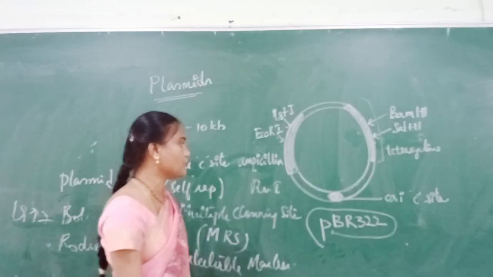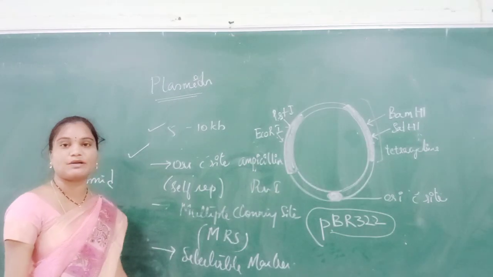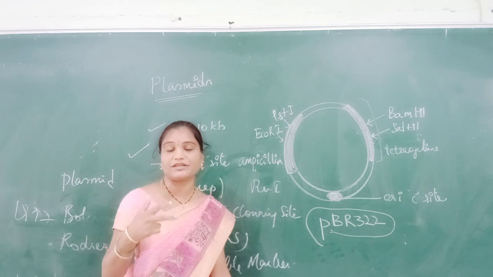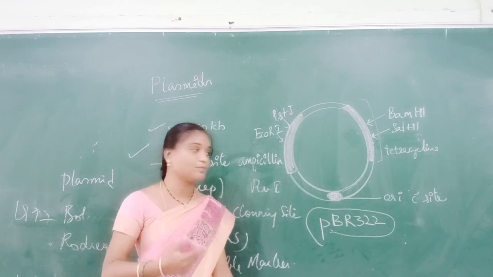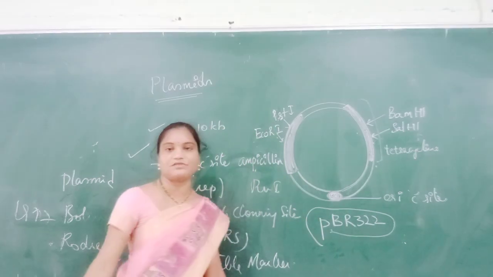And coming to the third point, selectable markers. There are totally two antibiotic resistance markers present in your pBR322. That is tetracycline resistance and ampicillin resistance.